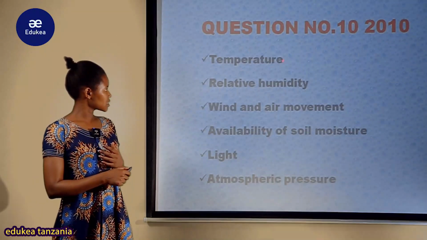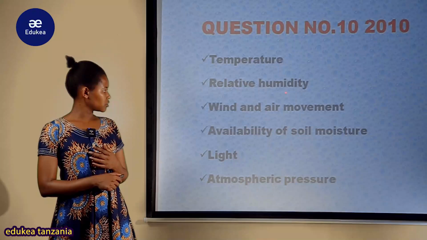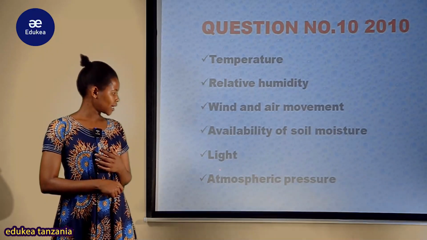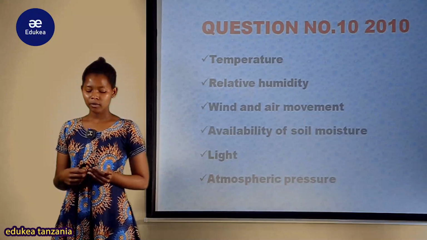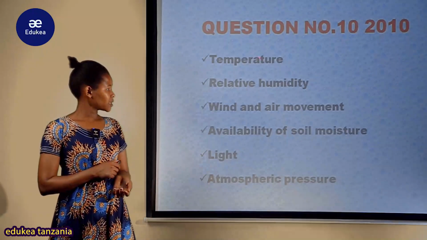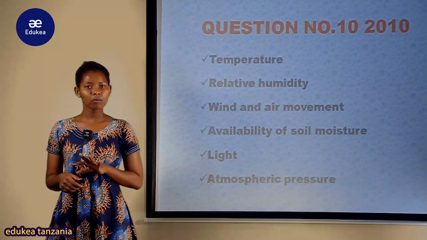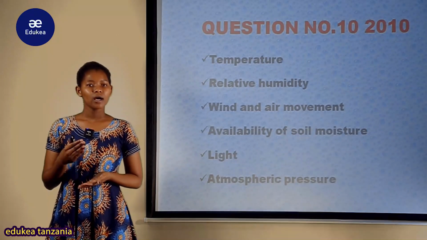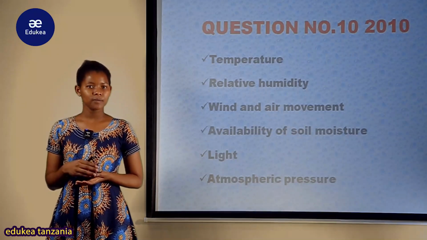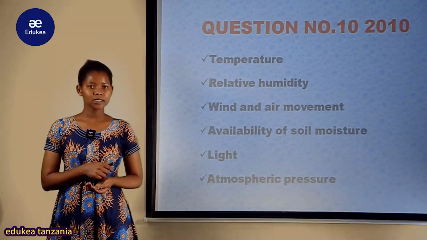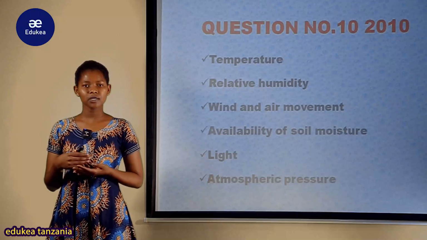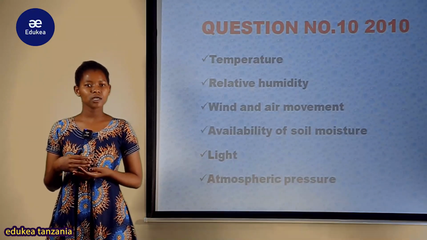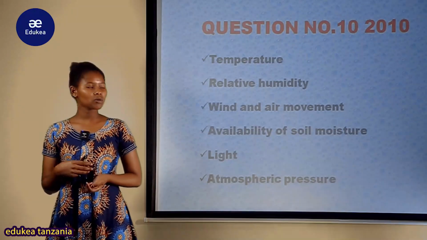And we can see these factors are the temperature, relative humidity, wind and air movement, availability of soil moisture, light and atmospheric pressure. You are required to explain it. Na temperature ni kwamba joto likiwa kubwa sana inaenda kusababisha rate ya transpiration ina increase kwa sababu mimea itakuwa overheated. Pia tukija kwenye relative humidity ambako humidity ni kiwango cha moisture kwenye atmosphere. Kwenye atmosphere kukiwa na moisture nyingi inasababisha transpiration inapungua kwa kiasi kikubwa.